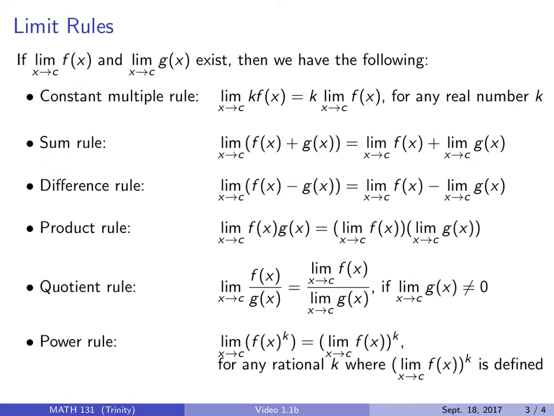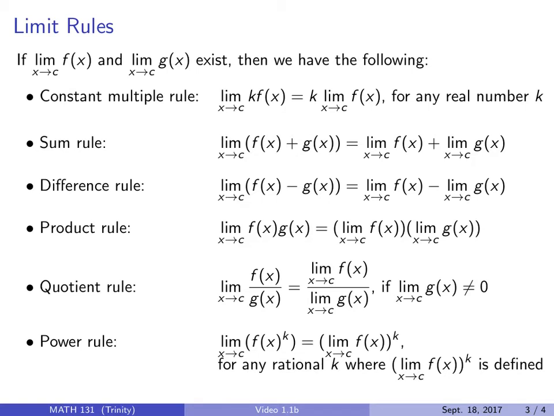The sum rule says that the limit of the function f plus g of x is the same as the limit of f plus the limit of g. The difference rule, the limit of f minus g of x, is the same as the limit of f minus the limit of g of x. So we can take these limits separately and then combine them by the operation, rather than first combining the functions and then taking the limit. We're kind of switching the order that we're looking at. For the product rule, the limit of f times g is the same as first taking the limit of f and then multiplying by the limit of g.